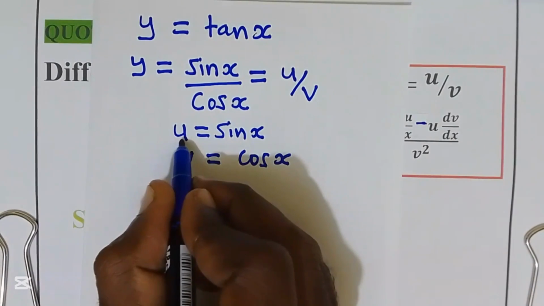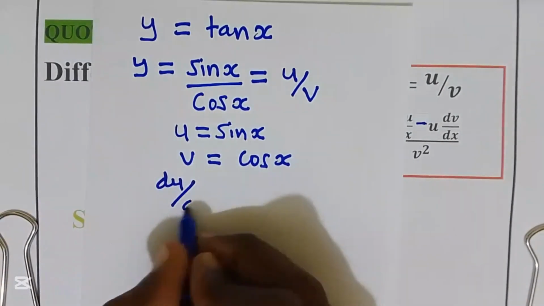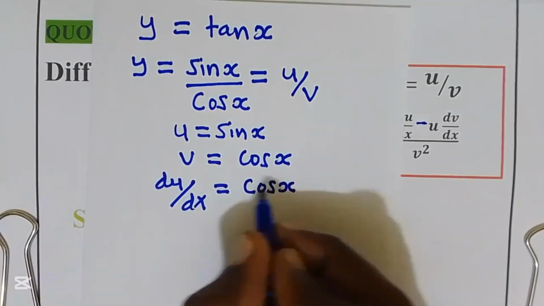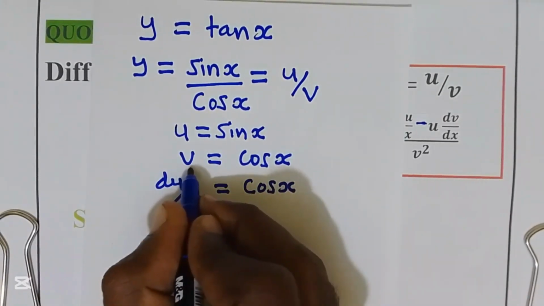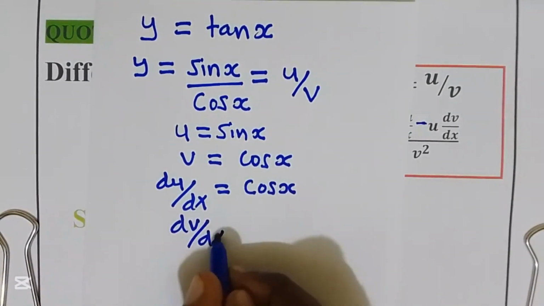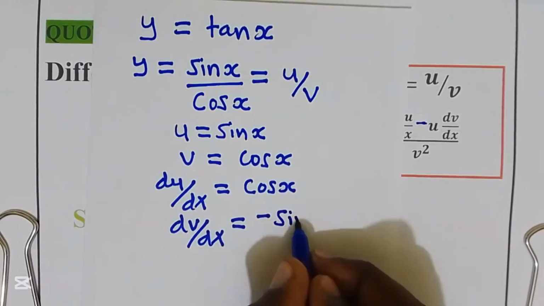Let us differentiate u with respect to x, that is du/dx is equal to cos x, and also let's differentiate v with respect to x, that is dv/dx is equal to negative sin x.